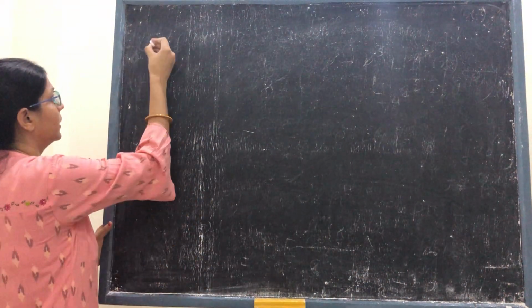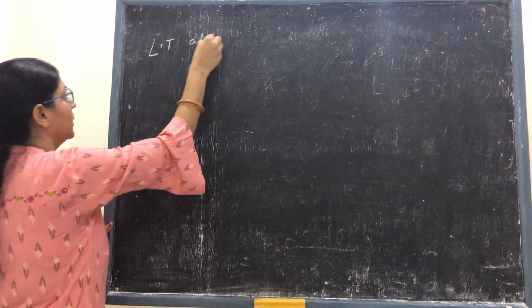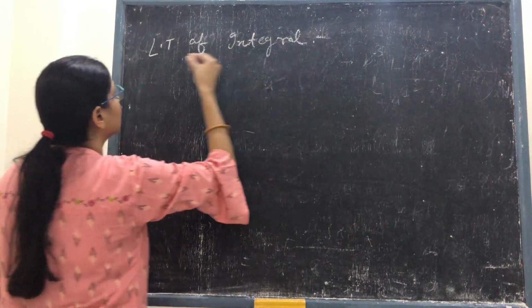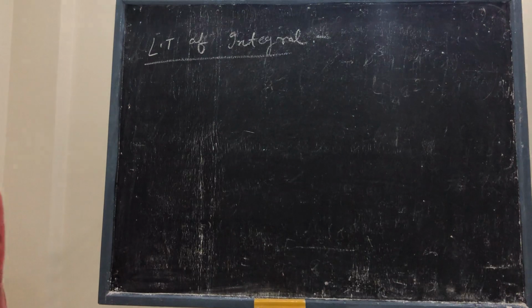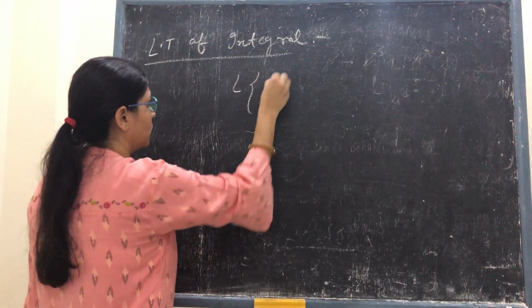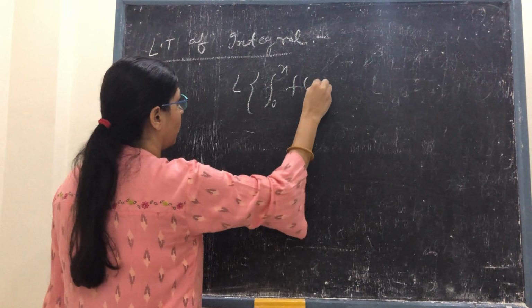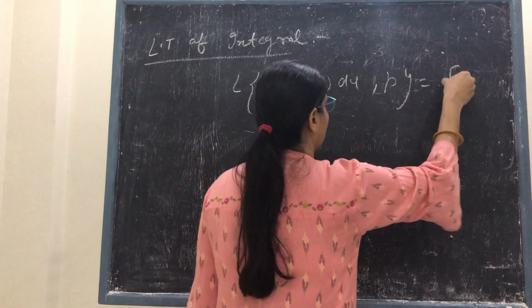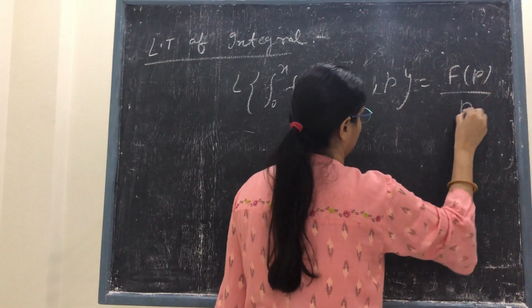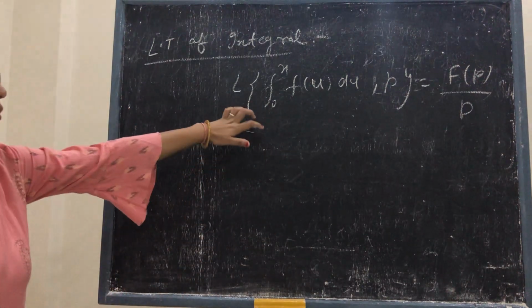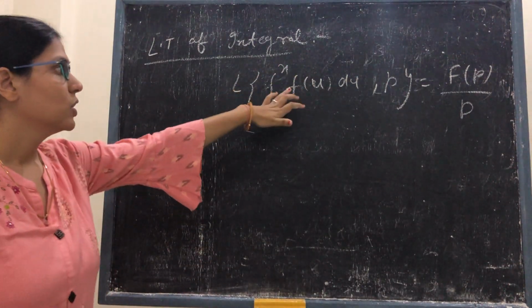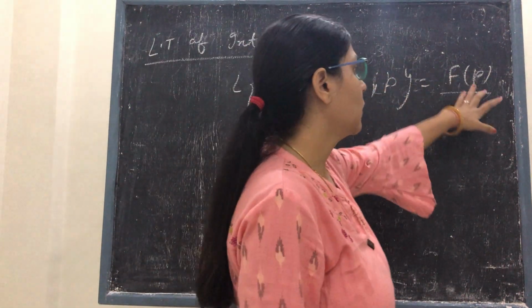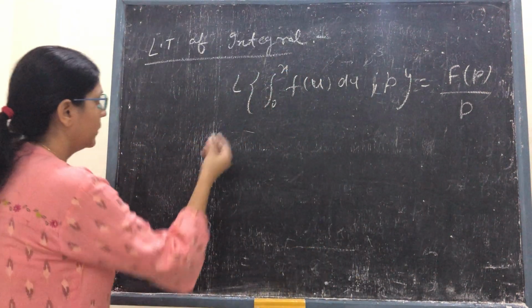Now we will study the Laplace transformation of an integral. We have to find the Laplace transformation of the integral from 0 to x of f of u du, which is defined by f of p over p. That is, since we have taken the limit 0 to x, we can write it as f of u du, changing only the parameters. It is f of p over p. Now we will prove it.